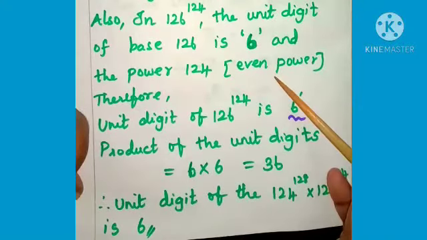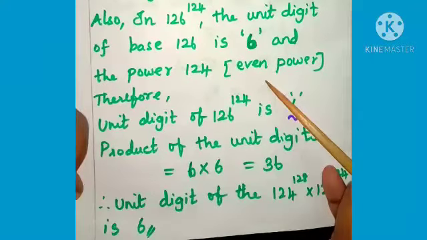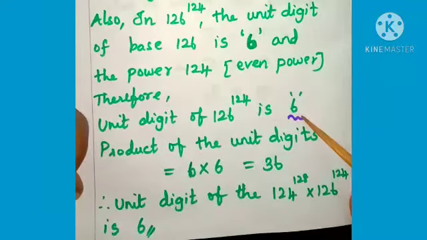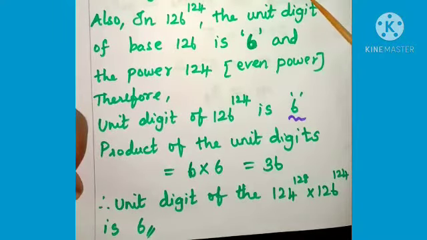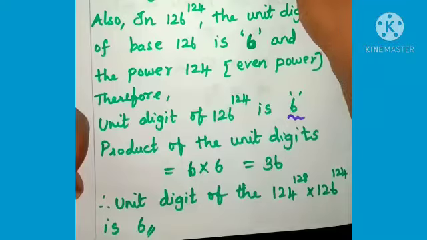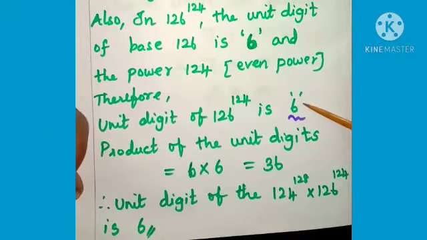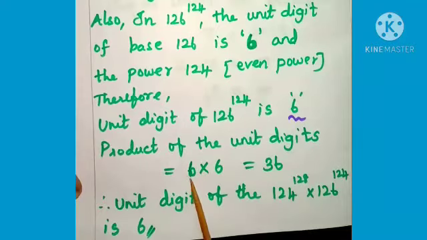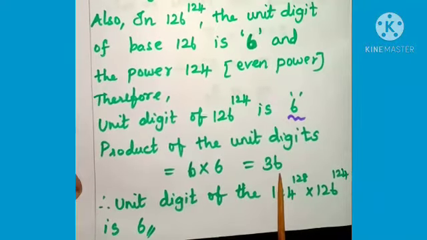For the even power, the unit digit of the base ending with 6 is, we know that, 6. Now students, we get the unit digit of both the exponential forms as 6 and 6. Now here given product, so we have to take product of these unit digits. Thus, product of the unit digit is 6 into 6 is equal to 36. Again, finally, as a final step, you have to see the unit digit of product of unit digits.